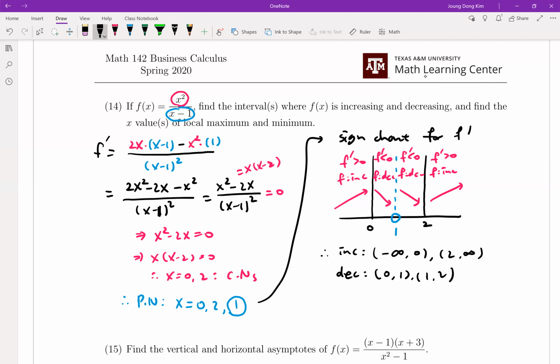And we have one local maximum and one local minimum, right? Local maximum at x equals 0, and local minimum at x equal to 2. That's it, okay? So you have to be careful about the undefined point. You must include that point in your sign chart. And your undefined point, I mean the vertical asymptote, those kinds of things, cannot be your local maximum nor local minimum.